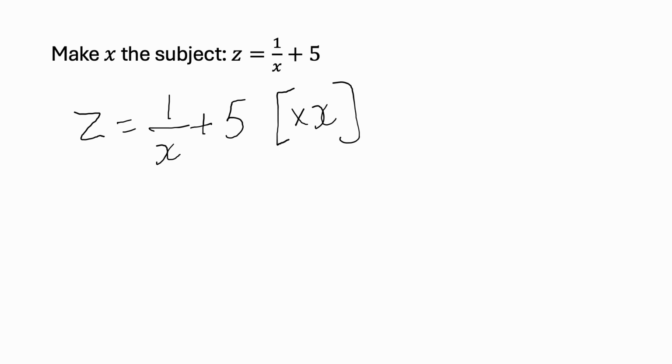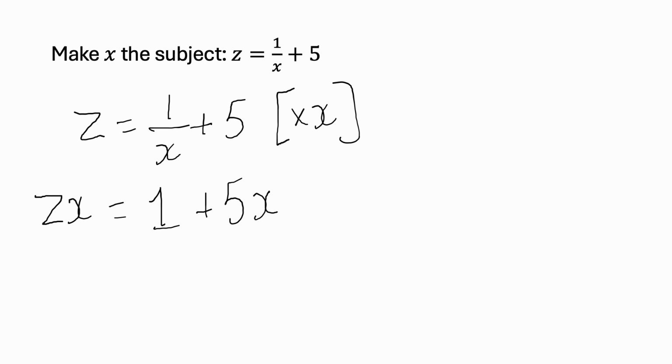So when we times by x, we're timesing everything by x. So we times the left hand side by x is zx. When we times by x, we get rid of the x at the bottom, so we're left with 1. But we also have to times this 5 by x as well. So we get 5x.